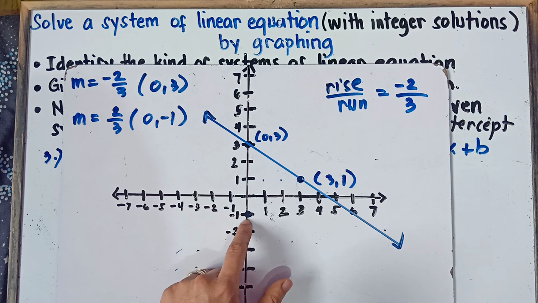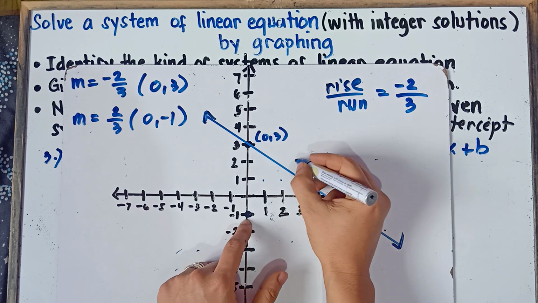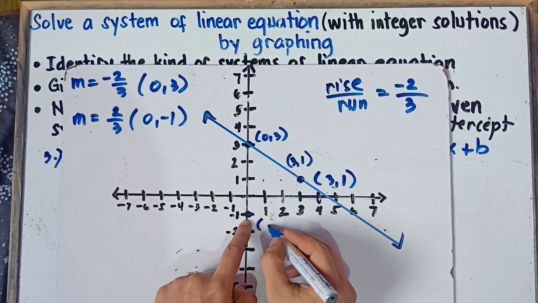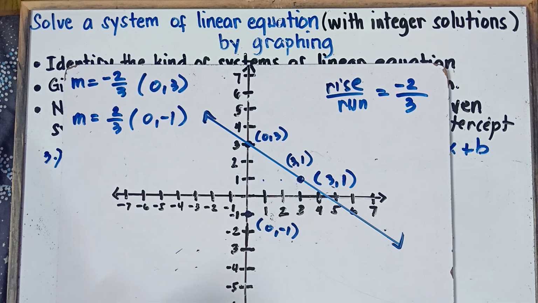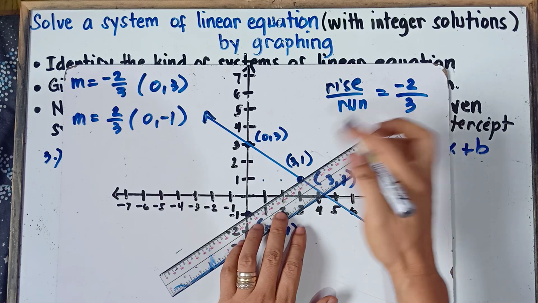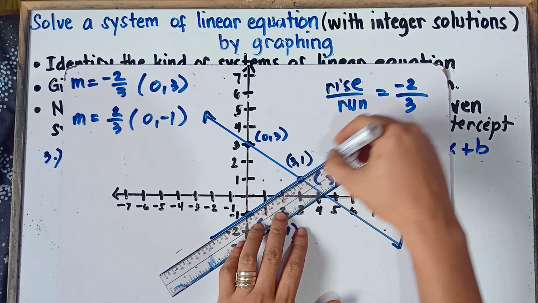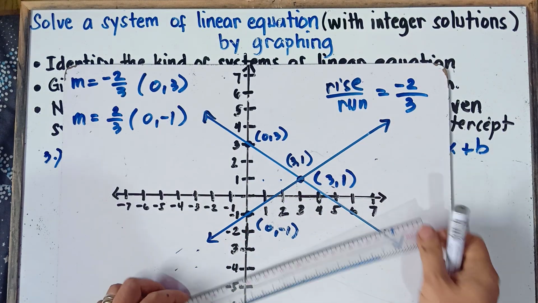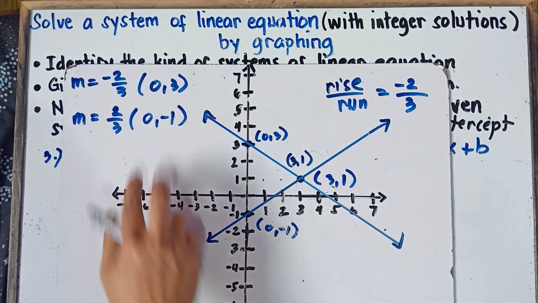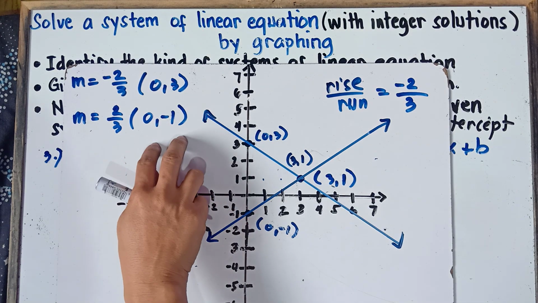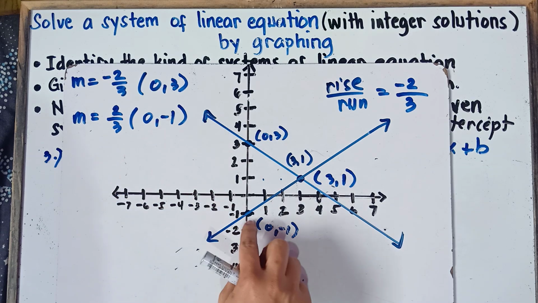Alright, so this will be our second point. Same, we have 3 and then 1. And then this point right here, we have 0 and then negative 1. Simply connect the points. Alright, and then we're all set. So we have intersecting lines. Once again, class, I hope it's clear for you. So we have 0 and then negative 1, the ordered pair. We call this one the y-intercept ordered pair, 0 and then negative 1.